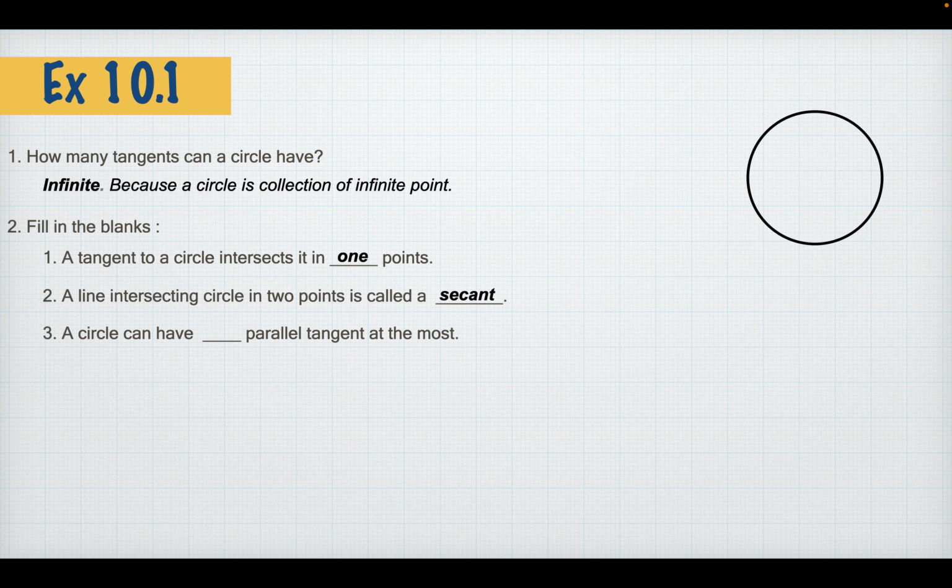So I can draw only two parallel lines that touch the circle at one point each. I made two parallel lines like that. So I can draw only two parallel tangents like this.